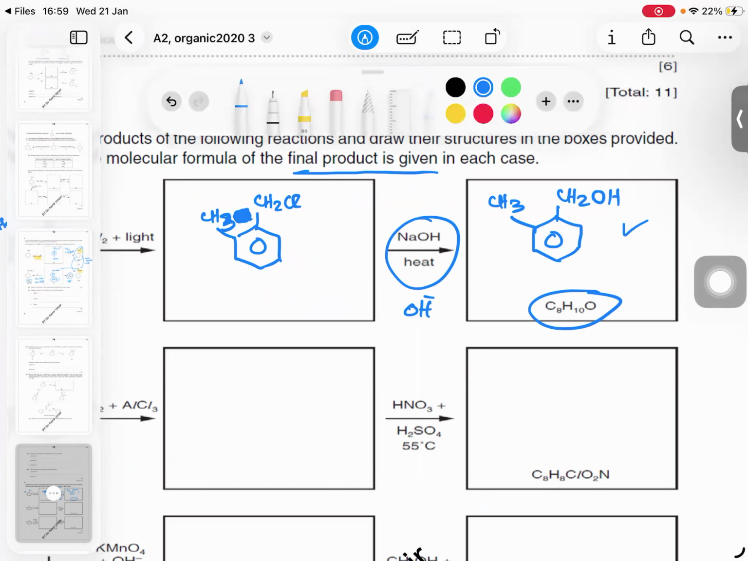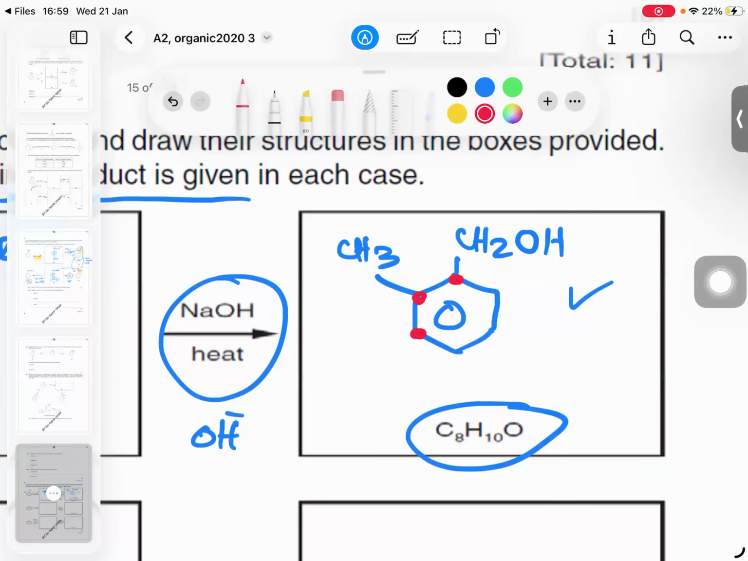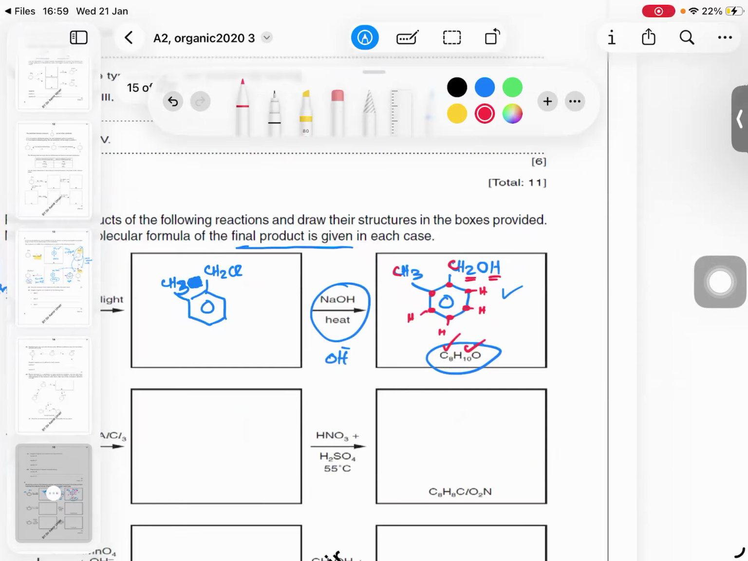Let's do it. For example, look, how many carbons? 1, 2, 3, 4, 5, 6, and then 7. Okay? And then 8. 8 carbons we needed. Okay, hydrogen. 1, 2, 3, 3 and 3, 6, then 7, 8, 9, 10. There are no hydrogens on these two carbons where the substitution has taken place. So that's 10 hydrogens and 1 oxygen. Okay, we justified the molecular formula.